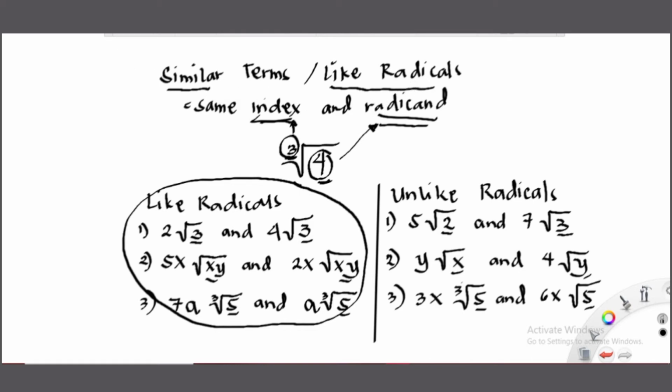So let's have exercises or examples on how to add and subtract radical expressions. Let's say we have 7 cube root of 5 plus 3 square root of 5 minus the cube root of 5 plus 4 square root of 5.